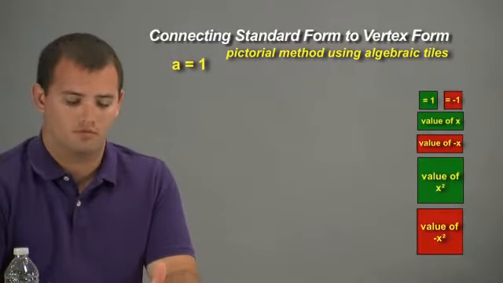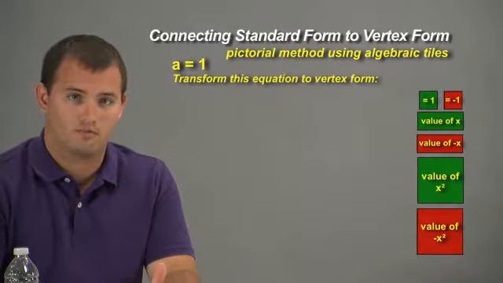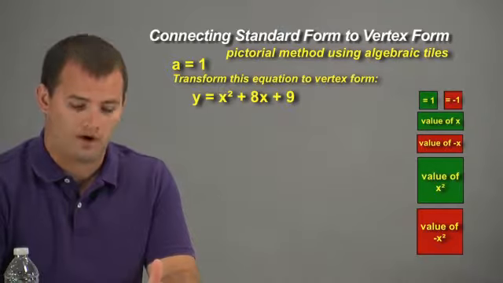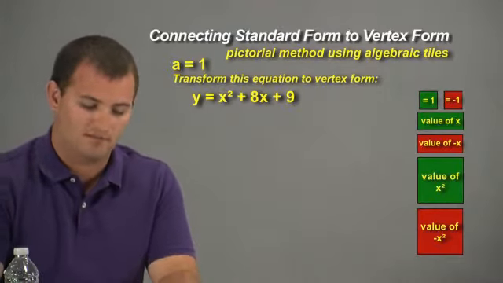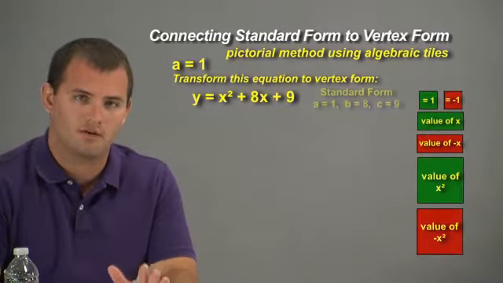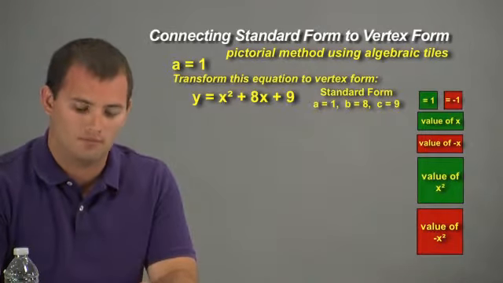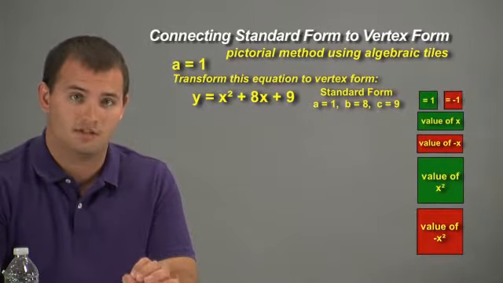Here's our first example. Transform this equation to vertex form. Y is equal to x squared plus 8x plus 9. First, we realize this is in standard form. A is equal to 1, b is equal to 8, c is equal to 9.